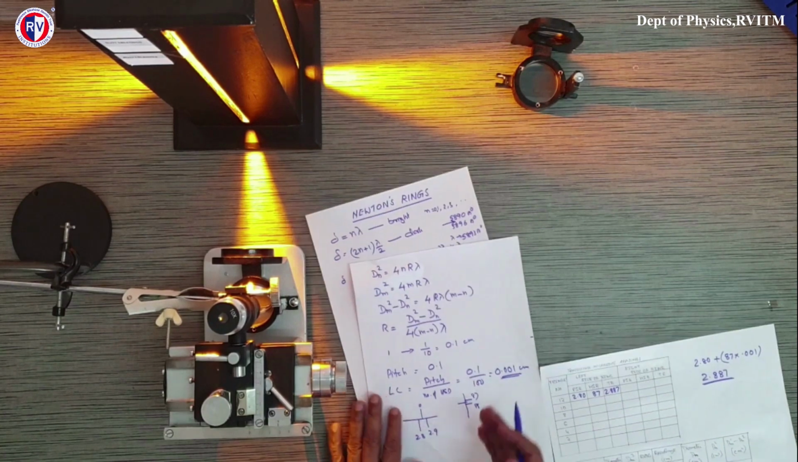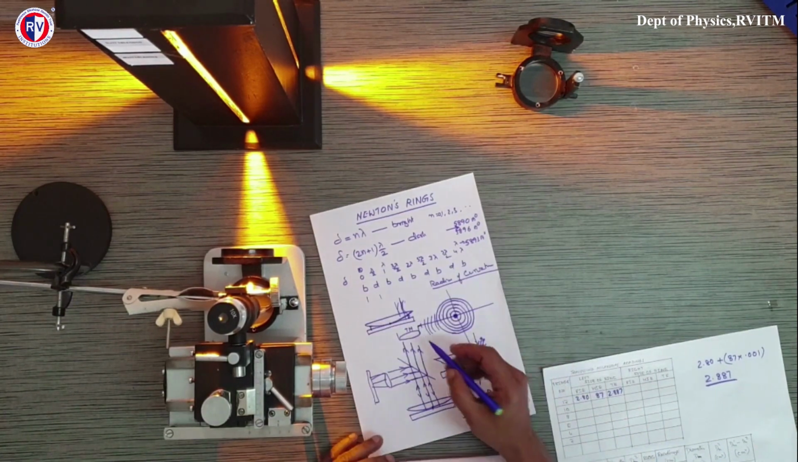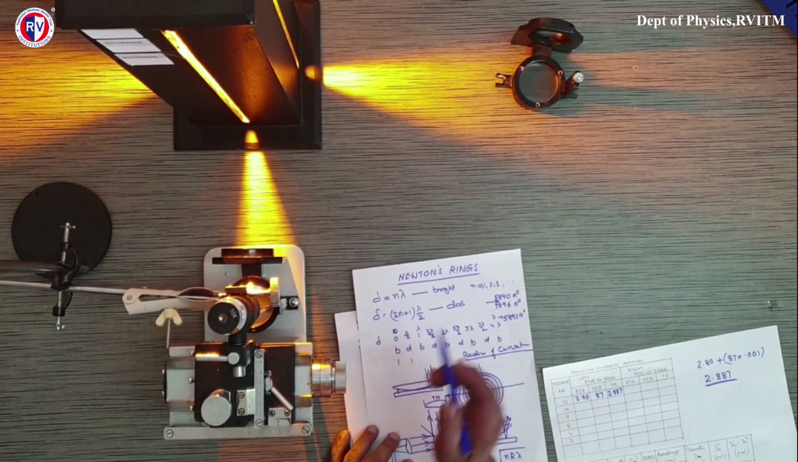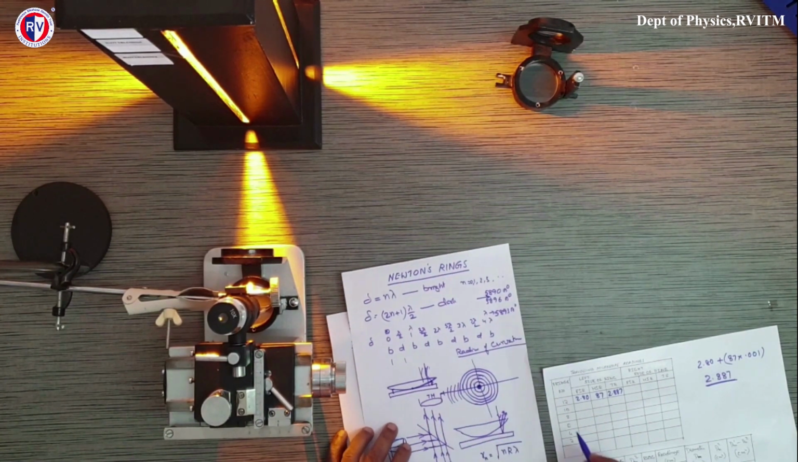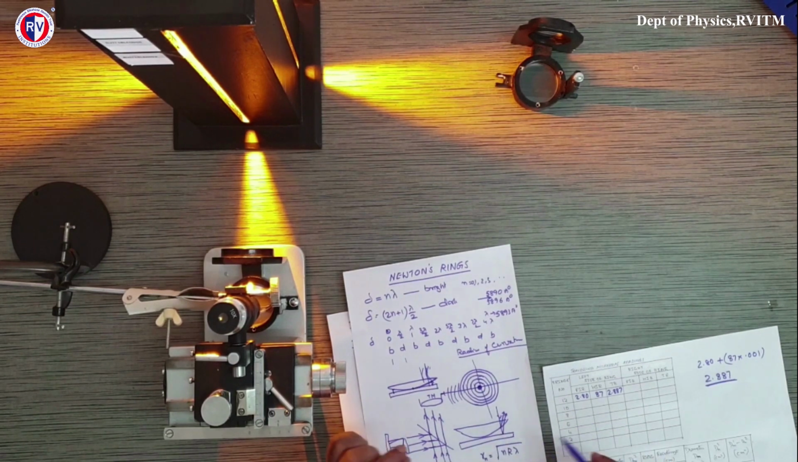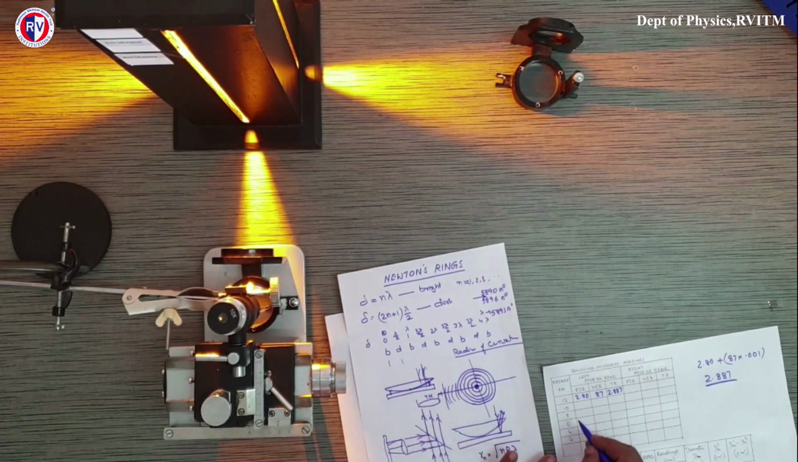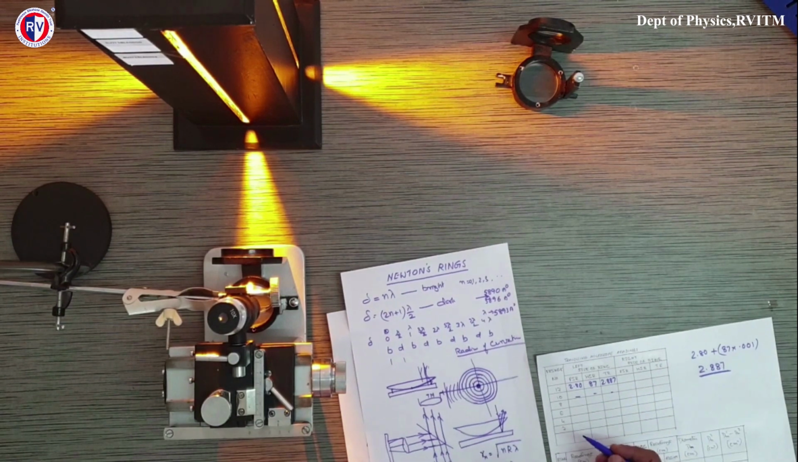This is for the left side of the 12th ring. In the same way, if I slowly move it, I can bring it to the 10th ring. To keep a small difference, we are moving alternate rings. So leaving the 11th ring, we come to the 10th ring and make it tangential to the 10th ring. Definitely the reading will change. The new reading I will write here. Same way, we will take the reading for the 8th ring, 6th ring, 4th ring and 2nd ring.